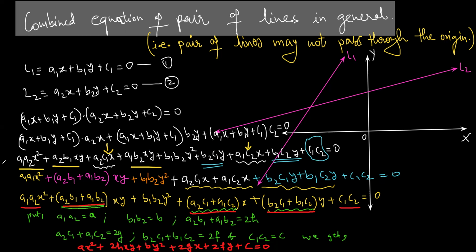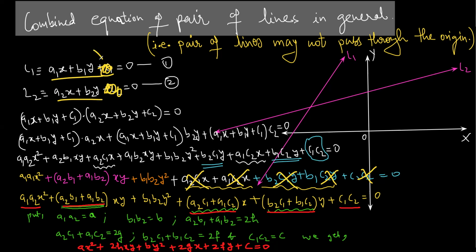Okay, now what you need to understand is, when you had the equation of lines passing through origin, remember, my dear students, you did not get the terms of x, y, and constant. Why? Because those equations did not have constant. Both the equations were passing through origin, so they were devoid of C1 and C2. So you did not get x, y, and constant terms. But here you are going to get x term, y term, and constant term.